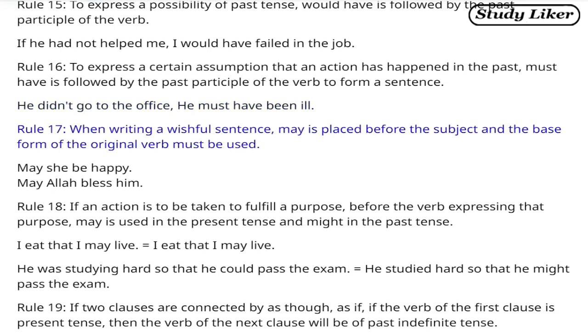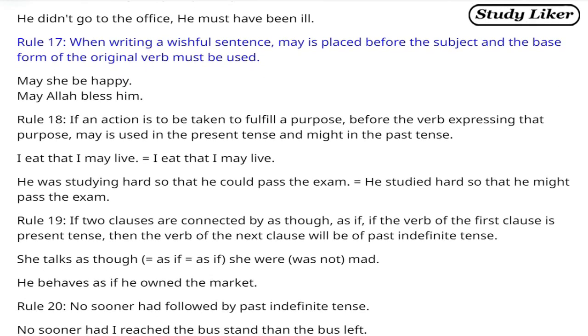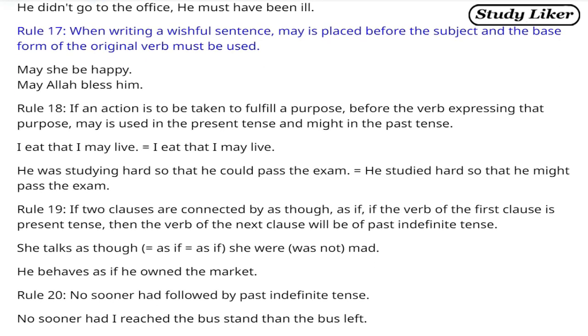Rule 17. When writing a wishful sentence, may is placed before the subject and the base form of the original verb must be used. May she be happy. May Allah bless him.